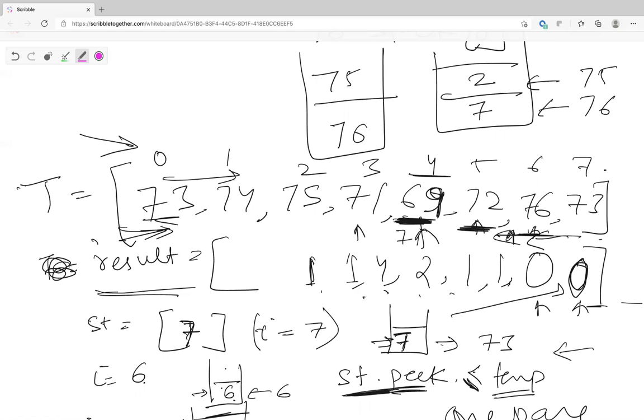But at this point of time, we only have one, correct? So it will pop 73 out. The difference is 1, and the answer will be 1 for that. And it will put 74 inside the stack, correct? Now you go to the next number and you see 75. 75 is going to push out 74, and the difference between that is, again, 1. So now you have 75 in the stack. 71 will come. It cannot move 75 out, right?